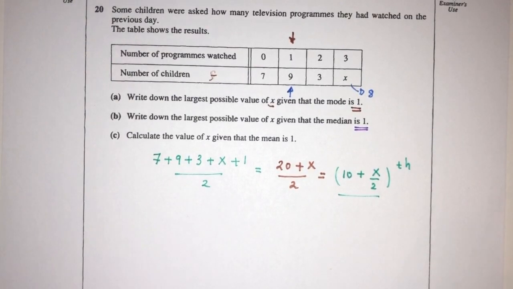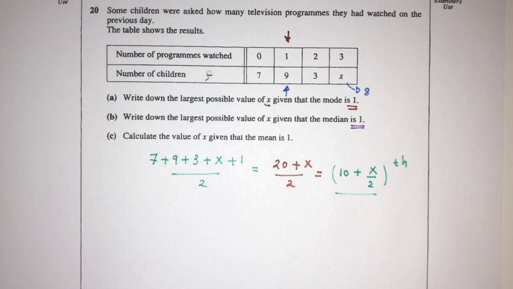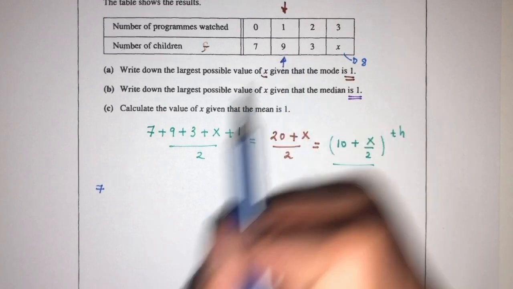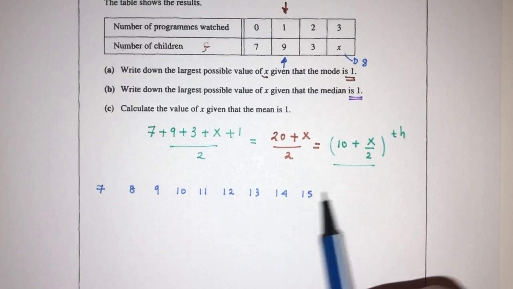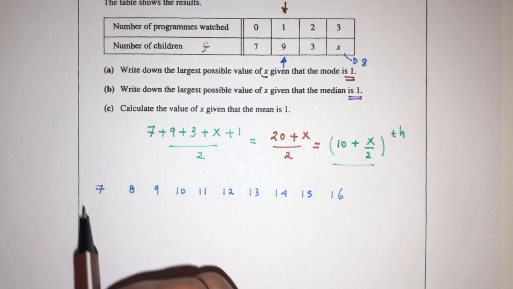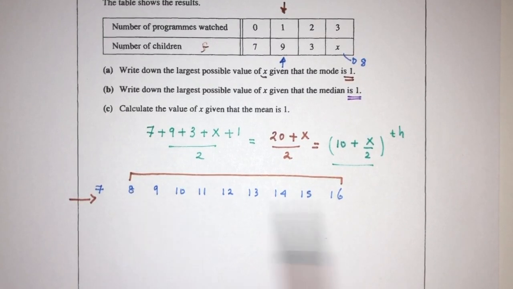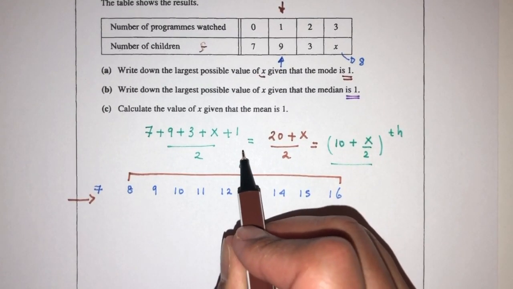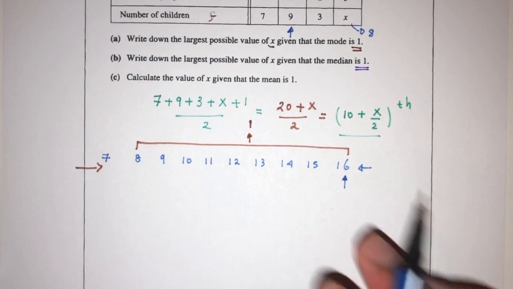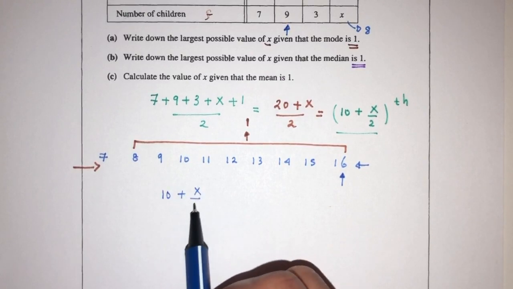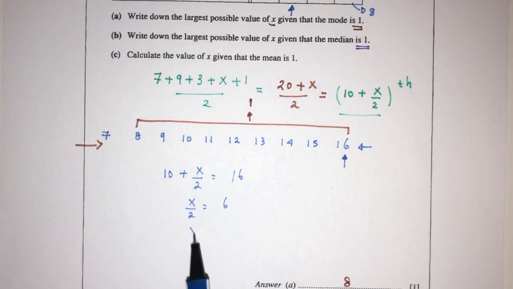Now, for this element to have the value of 1, what is the last position it could be at? Here we have 7, and then 9 more, so counting 8, 9, 10, 11, 12, 13, 14, 15 and 16. So 7 people from the beginning, and then 9 people who have the value 1. For the largest value of x, we look at the last position, the 16th element. So 10 plus x over 2 has to be the 16th element, so x over 2 has to be 16 minus 10, which is 6. X has to be 8 again.